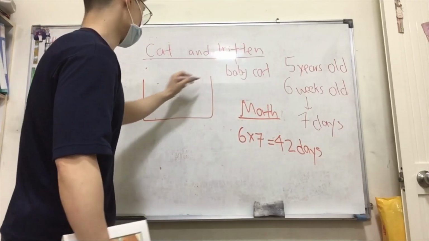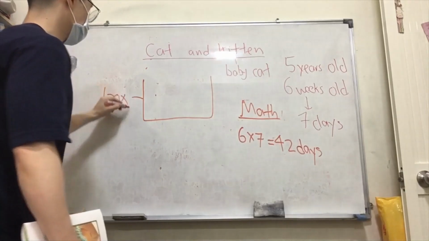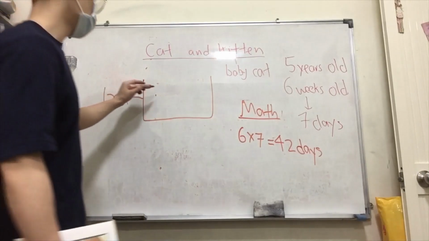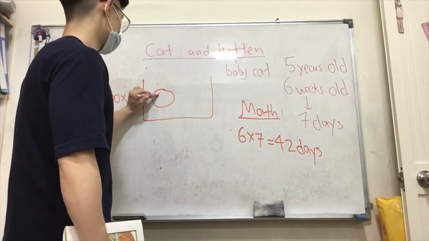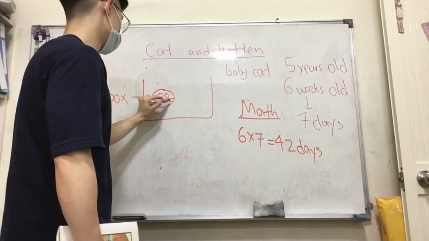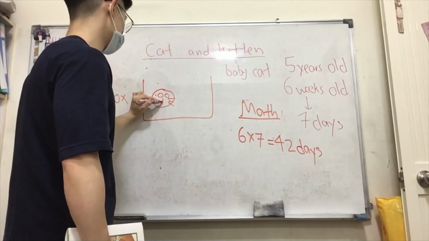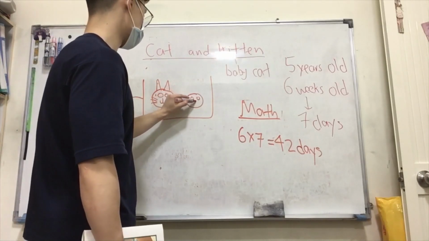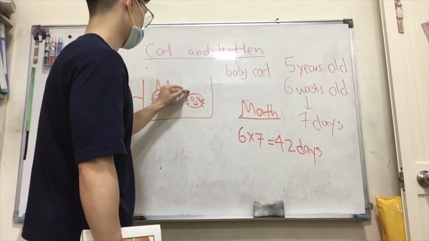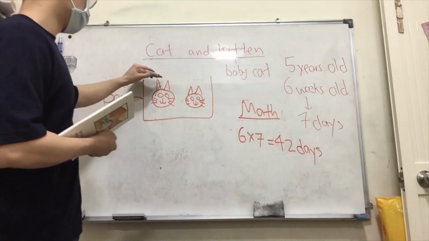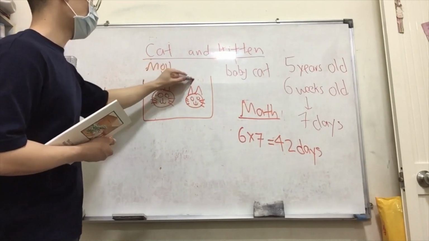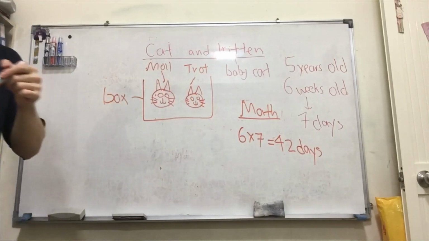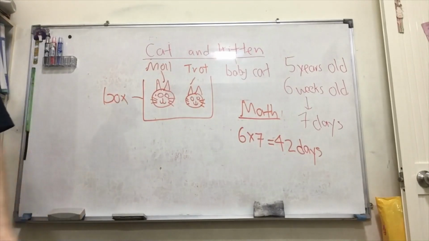Alright. So this is a box. B-O-X. And we have two cats in the box, or rather, a cat and a kitten. Okay? So we have a cat. Okay, how do you draw a cat? Like that. Okay, and a kitten. A smaller one, okay? So we have Moll, and we also have Trot. Alright, this is the cat and this is the kitten. They are in a box. Okay?